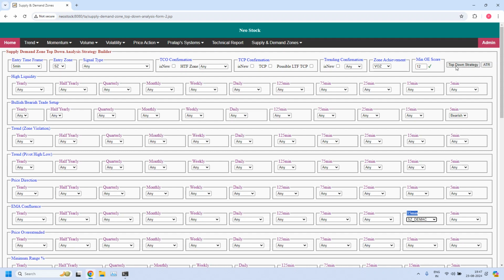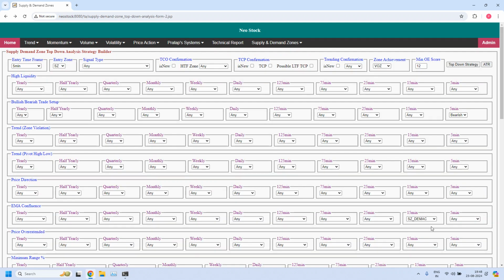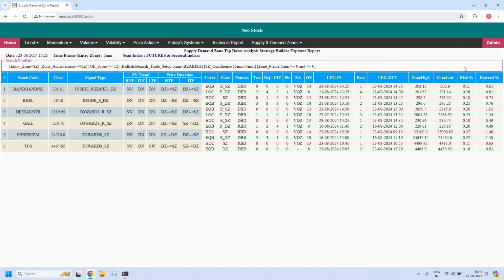Now let me filter the stocks. No stocks. That means none of the supply zones are having confluence with the daily time frame. Okay, but still we have another option. 75-minute zone is there, the HTF zone. Let us verify that filter. Before that, let me remove this filter. No EMA filter.